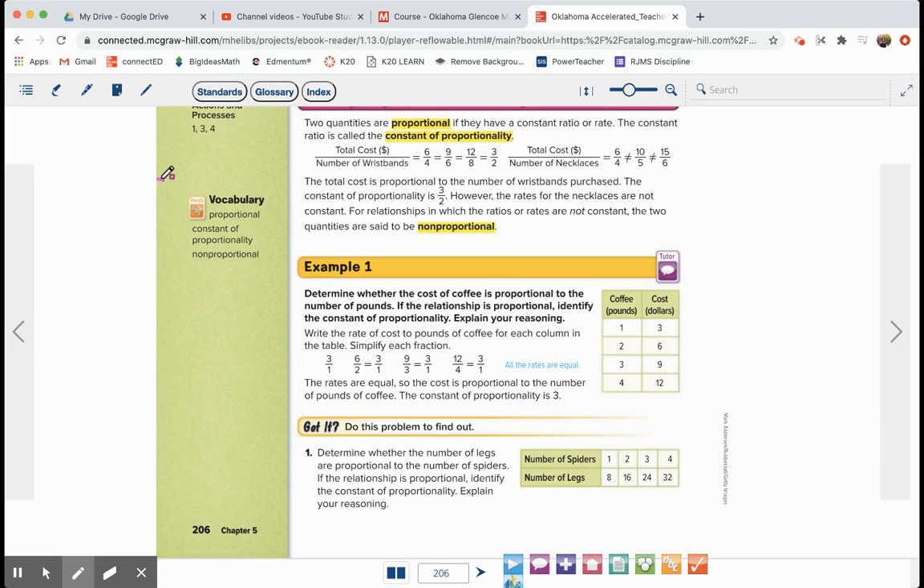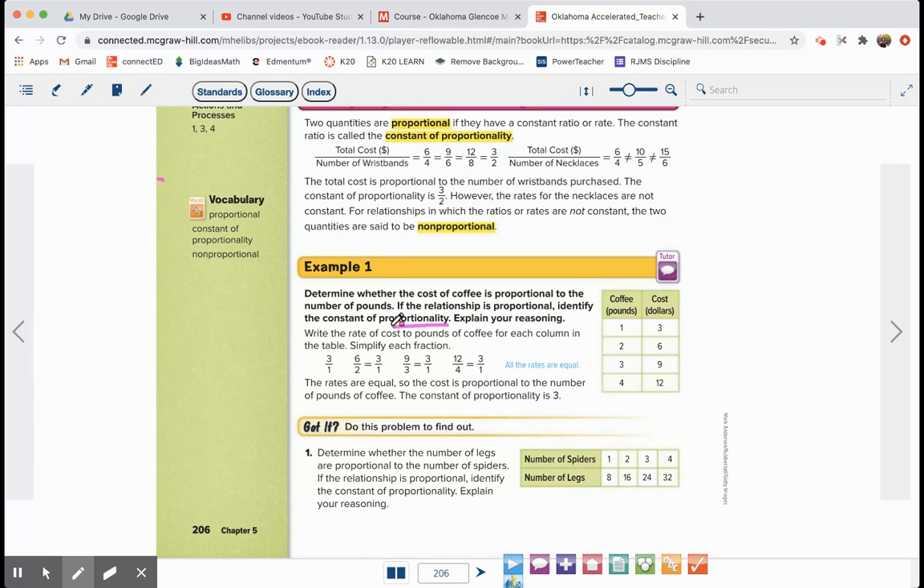Okay, so today's lesson is 5-5, proportional and non-proportional relationships. What we are doing today is determining if something is proportional or not. If we look at this first example, it says determine whether the cost of coffee is proportional to the number of pounds. If the relationship is proportional, identify the constant of proportionality and explain your reasoning.